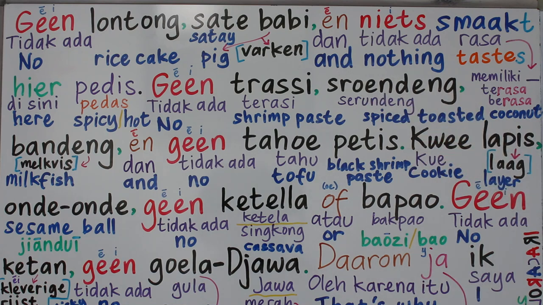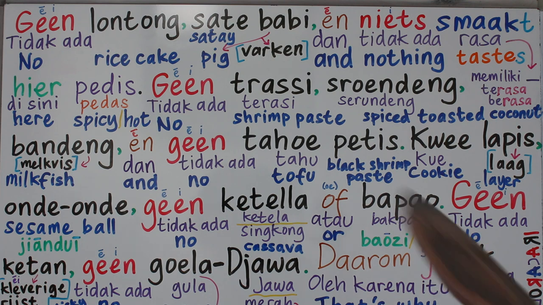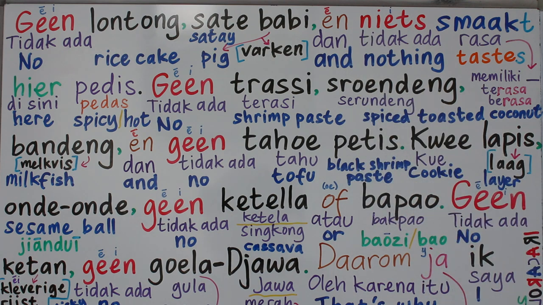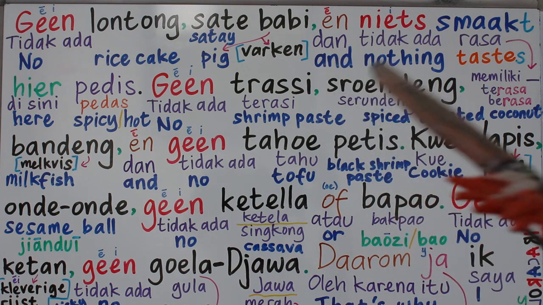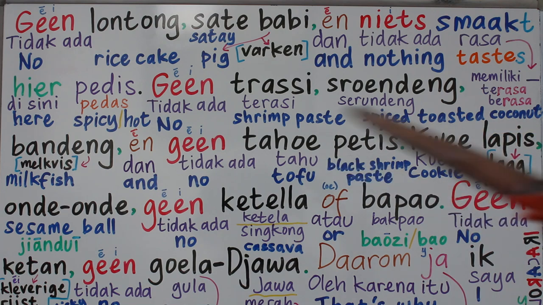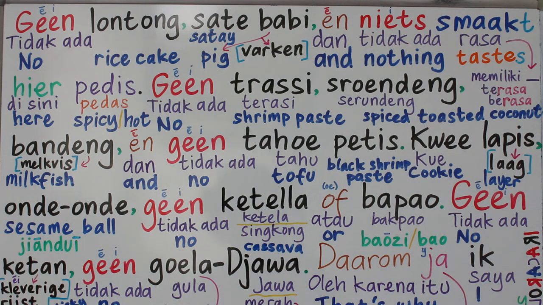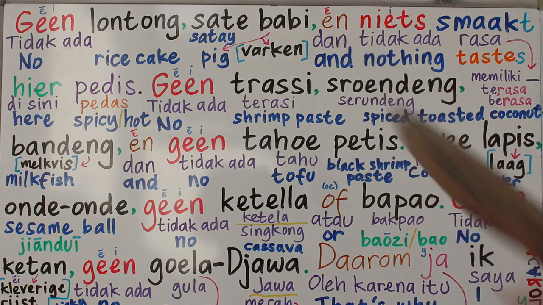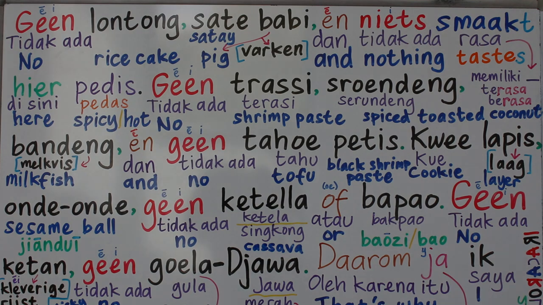And in Indonesian it is dan. It is interesting because the letters are the same as the English one, it's just scrambled. In English it's and, in Indonesian it's dan, and in Dutch it is en, but the way you write it is different.